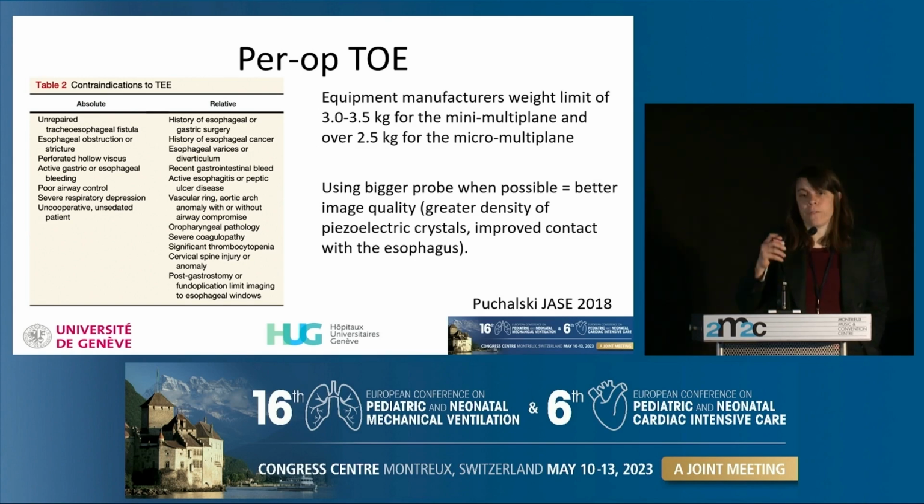The manufacturers have put a weight limit for the probes, between 2.5 and 3 kilos for the micro multiplane probes. In practice, we often go a bit lower than that. And when the child is a bit bigger, you can use bigger probes, like the adult probe, usually at 25 to 30 kilos. But if we think that a probe fits in a smaller child, we have to weigh the risk-benefit, but a bigger probe gives you better image quality because you have more crystals and improved contact with the esophagus. But of course, you can also do a bit of harm in terms of bleeding of the gastrointestinal mucosa.